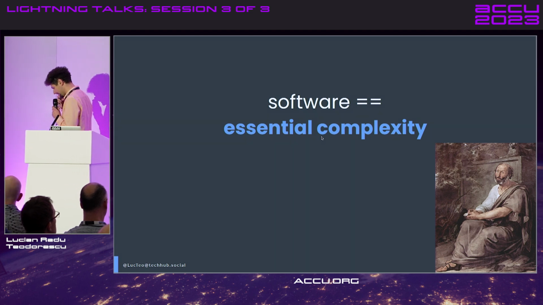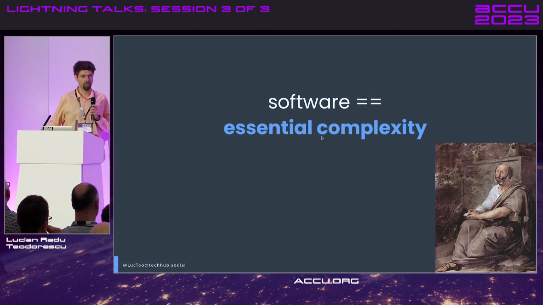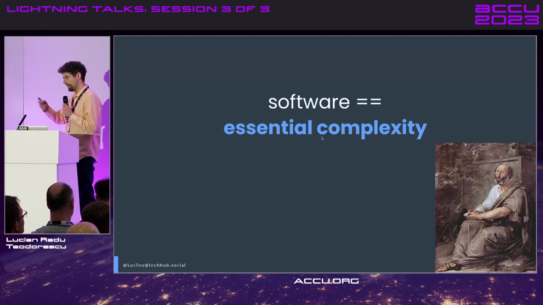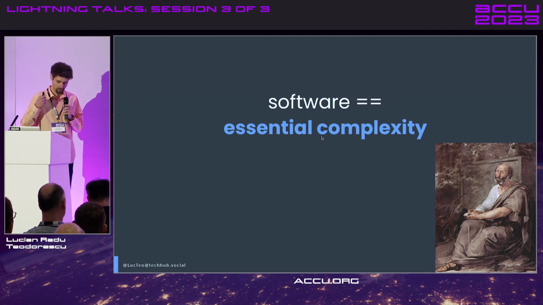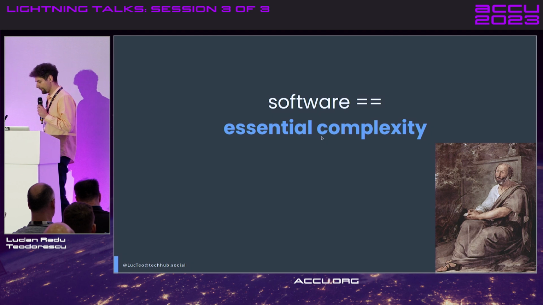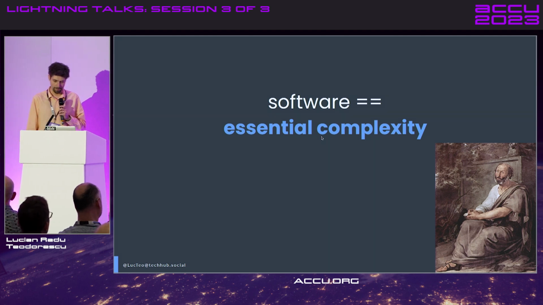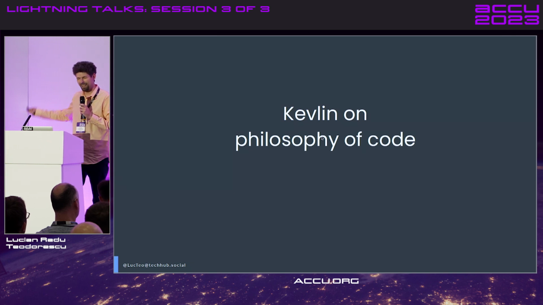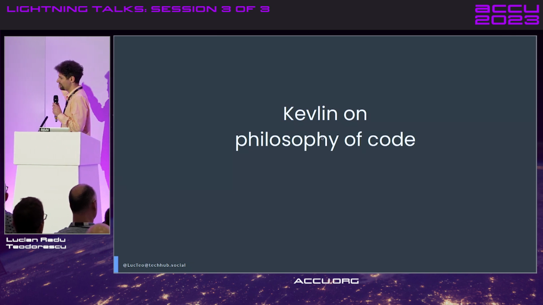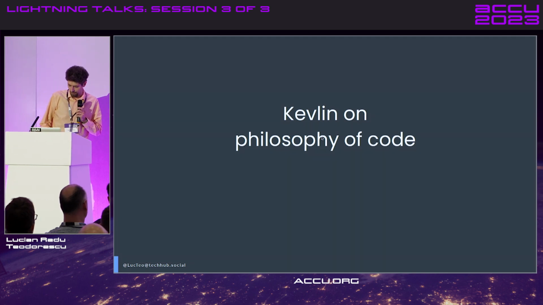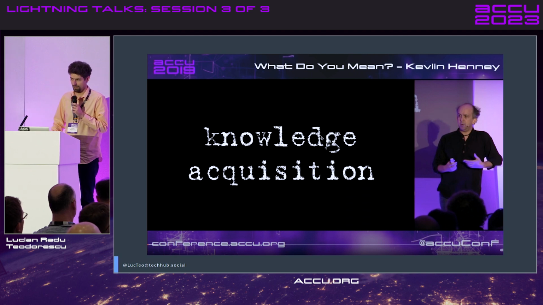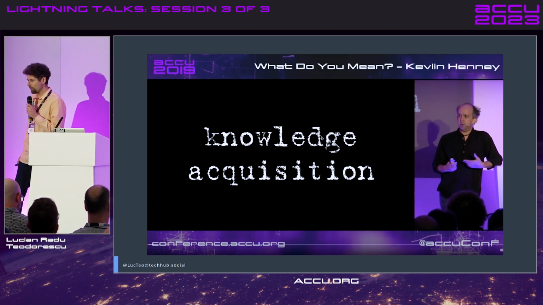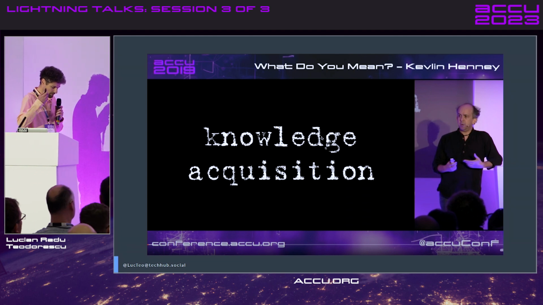Brooks argued very famously, software is essential complexity, which kind of made a point of Aristotle by making the distinction between accidental and essential. And that's kind of the fundamental of our craft. It's kind of the fundamental of what we are doing in software engineering. Then Kevin has a ton of talks about philosophy of code, how to reason, how to argue. And I was like, what do you mean, Kevin Henney? And he answered into the same slide, knowledge acquisition. That's even more confusing, like it's even more philosophical and even more thought-provoking.